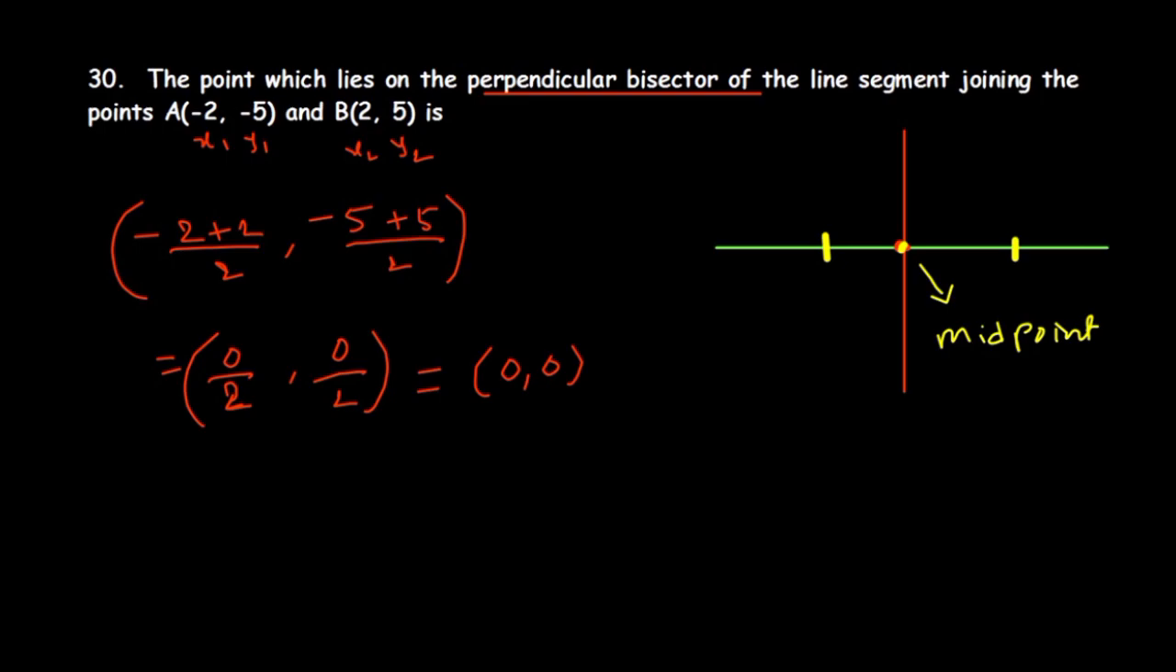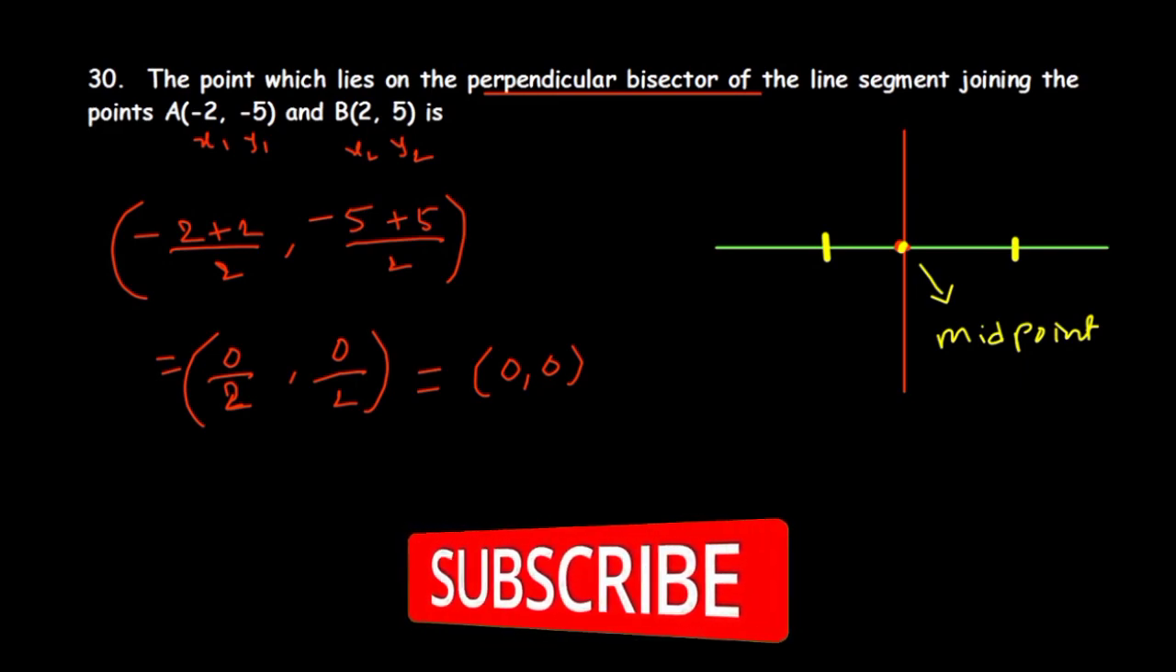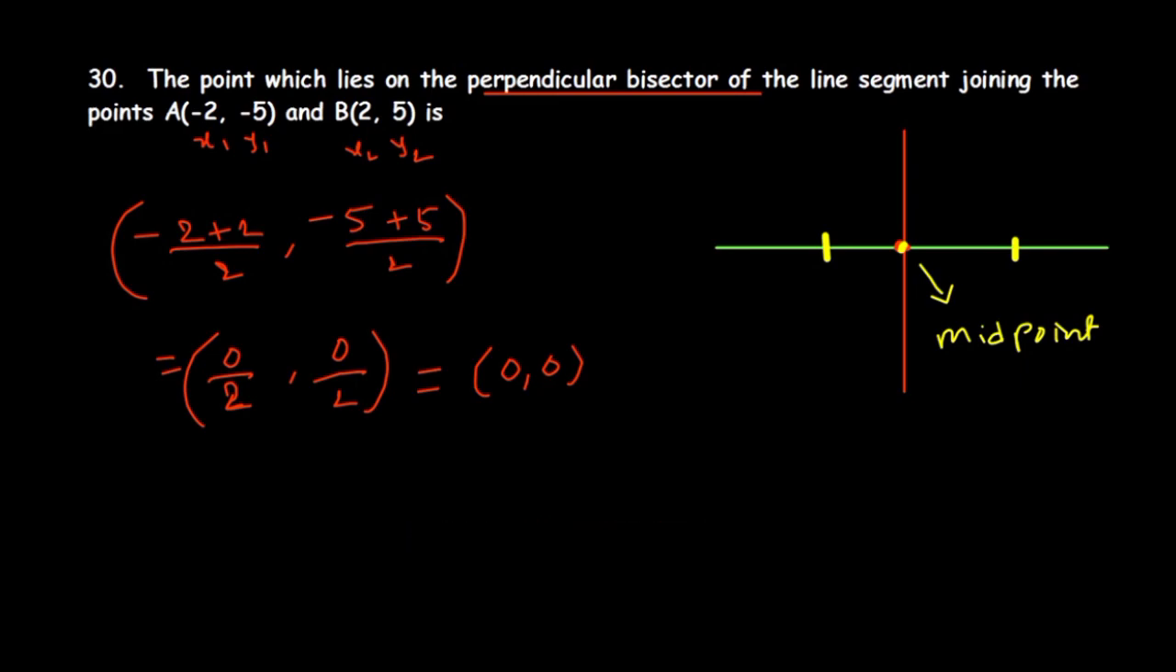So once again the question here: the point which lies on the perpendicular bisector of the line segment joining the points minus 2 comma minus 5 and 2 comma 5. Perpendicular bisector means the midpoint of the line segment which joins minus 2 minus 5 and 2 comma 5. When we find the midpoint, we get 0 comma 0 as the answer. So these are the top 30 important questions, short answers and very short answers. So practice all these questions very well.